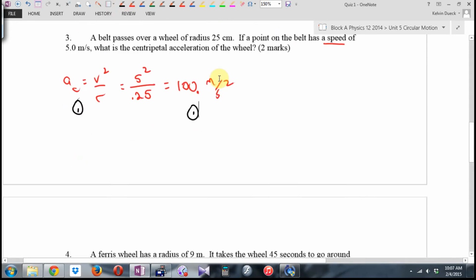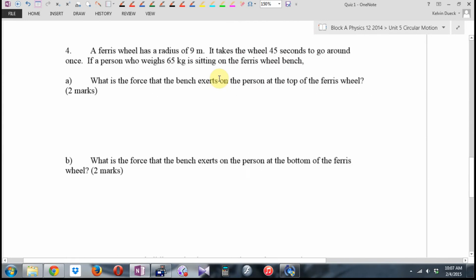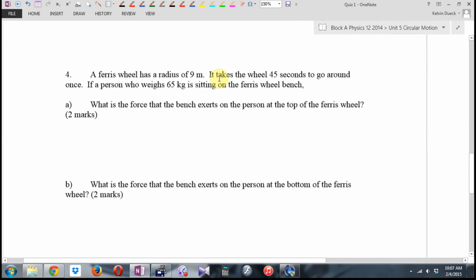Turn the page. Now, what I didn't put on this quiz for horizontal circles, which I like also, is the car going around a corner where friction is putting it around a corner. Make sure you're comfortable with that.